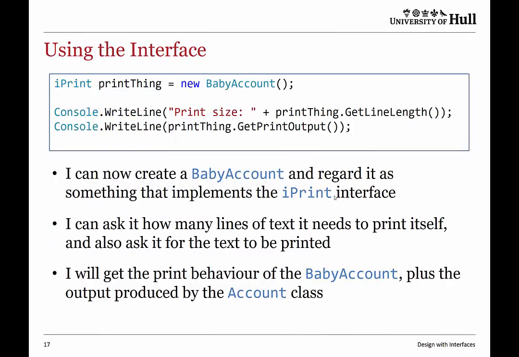The thing that I'm most keen on is the fact that I can now do this. This is the bit that makes it interesting. I've got a reference of type iPrint called printThing, and this refers to anything which can print. It doesn't matter what it is. So this allows me, if you think in terms of my class hierarchies going down, my interface can cut across and link all those together.